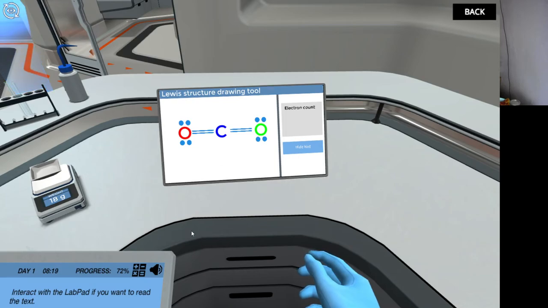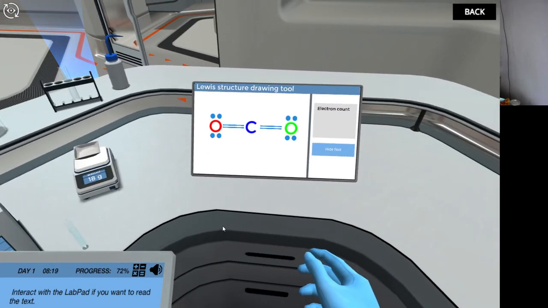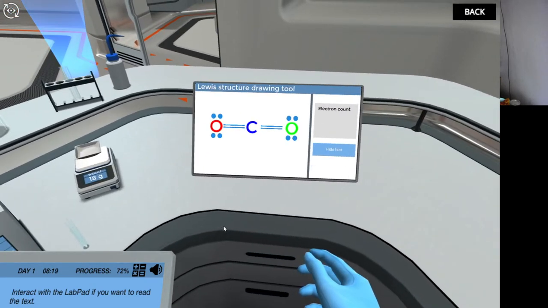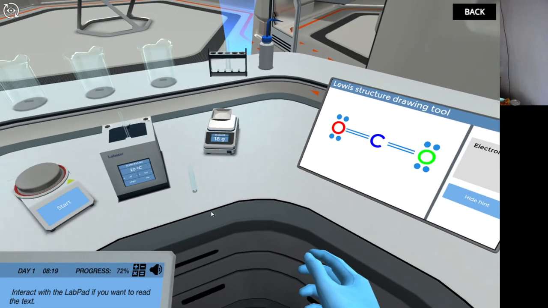These are the 5 steps that you need to remember. 1. Count valence electrons. 2. Arrange atoms. 3. Connect with a single bond. 4. Add remaining electrons. 5. Complete the octets. This was easy when I was in high school.